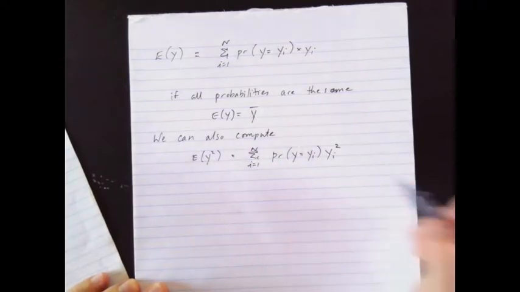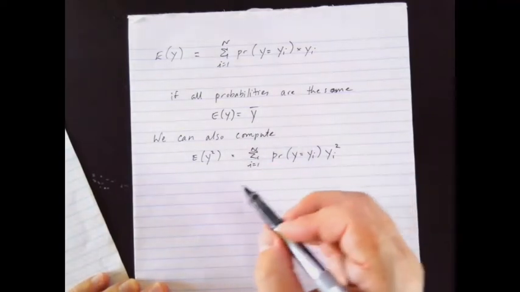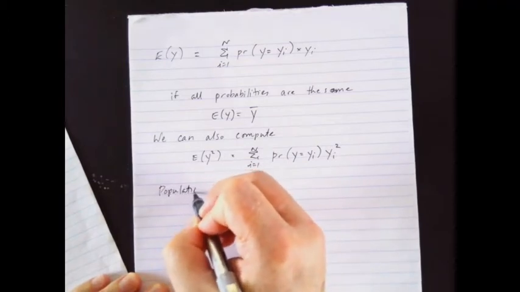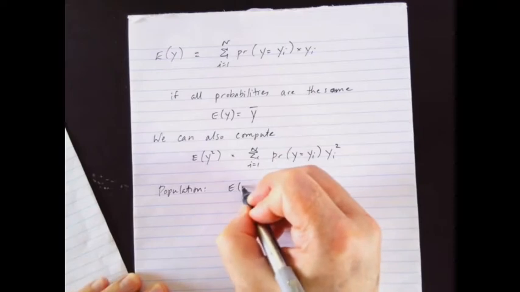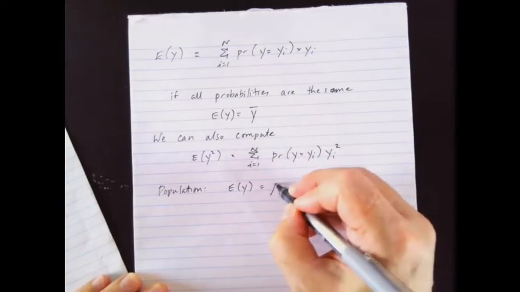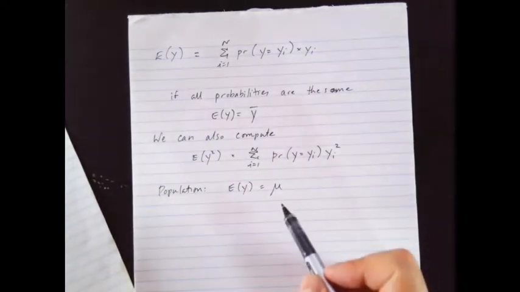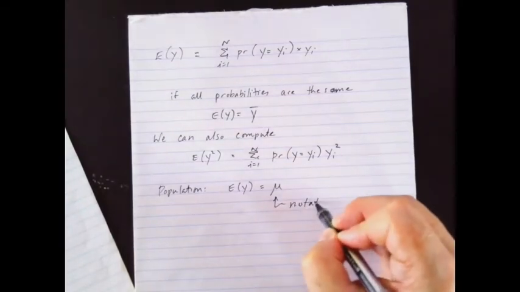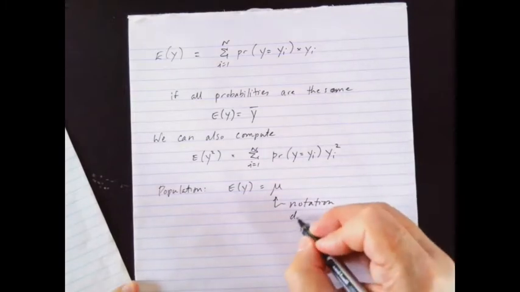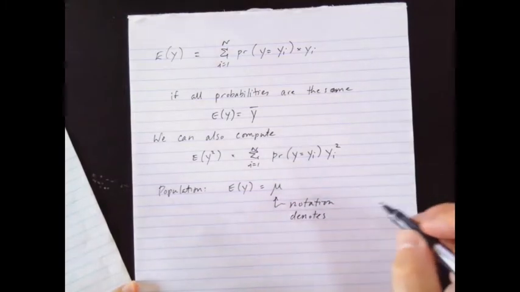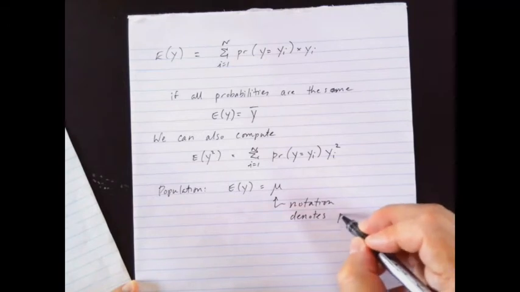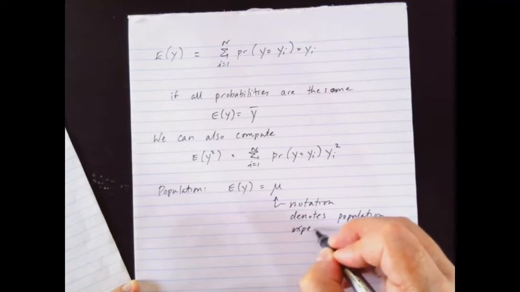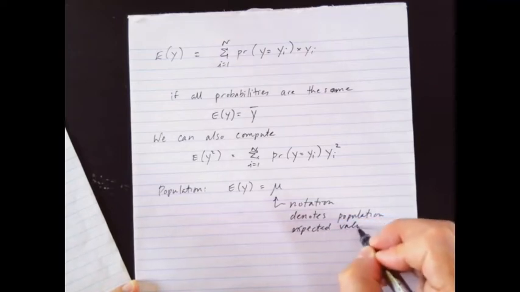Now, this refers to our sample of data. I'm using y and y bar to refer to the sample of data. For the population, the expected value of y equals mu. In other words, that's standard notation, and it just denotes the population expected value.